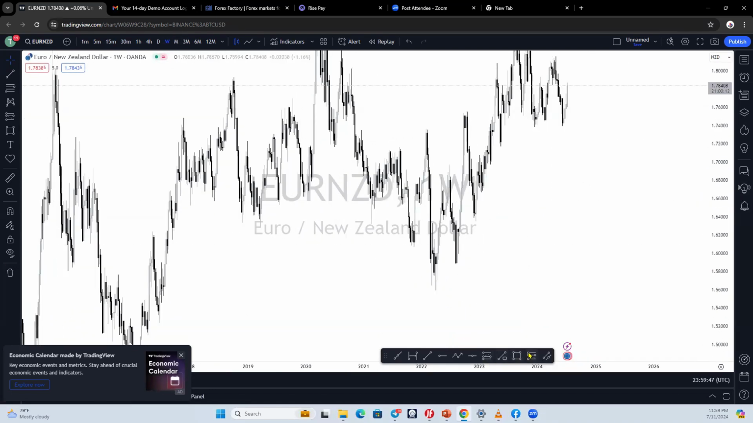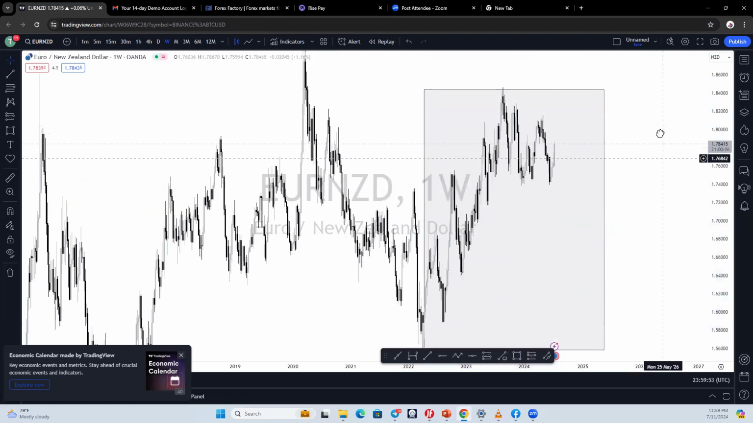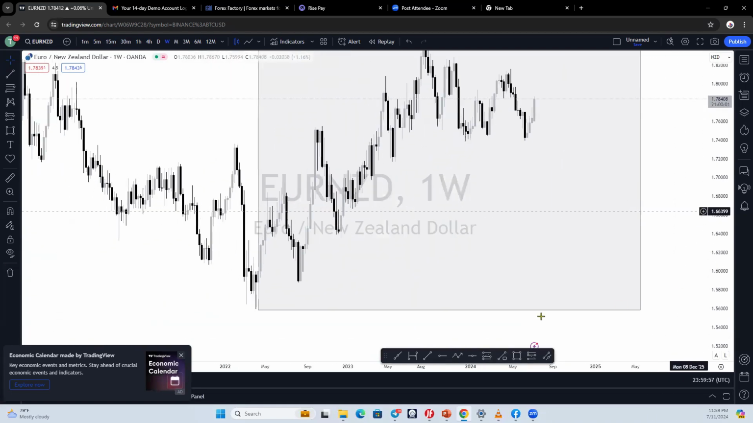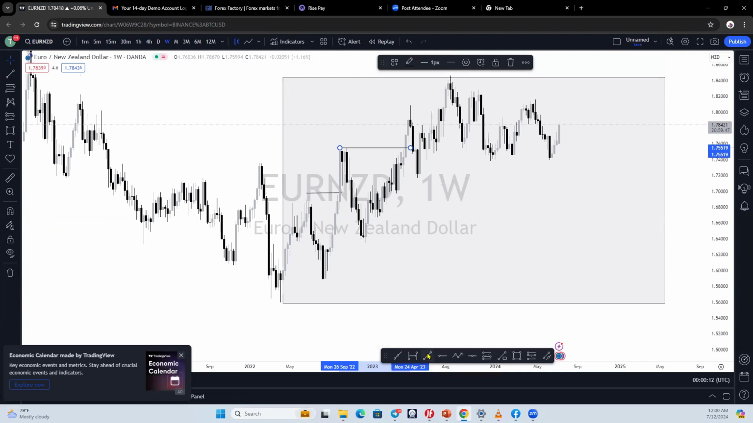When you take this part of the chart on the weekly, you notice that the market is going up. These are the highs that are being broken as the market goes up. This high was broken, this high was broken too, and this one was taken.